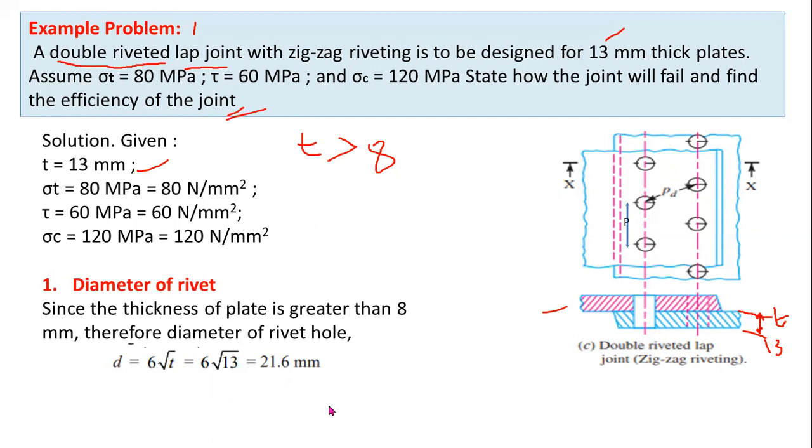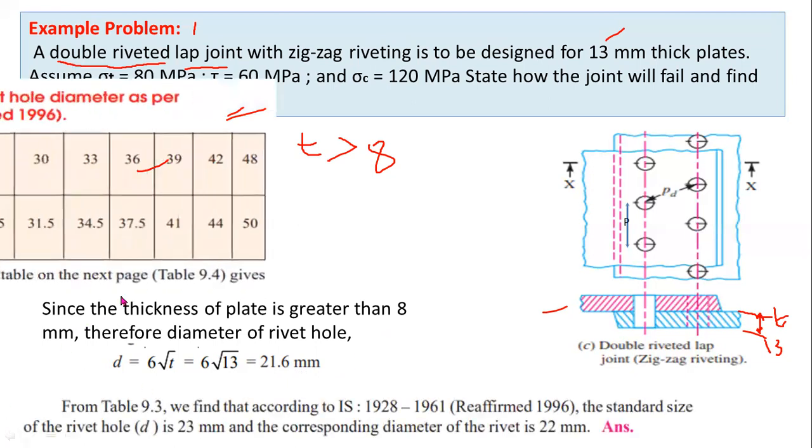Here you can observe, if thickness is greater than 8 mm, then you have to use this formula. When thickness is less than 8 mm, then you have to use the Ps equal to Pc formula. You have to equate shearing strength and crushing strength for determining the diameter of the rivet. I will explain in the next problem. Now d equal to 21.6 mm is the obtained diameter of the rivet, but from standard sizes, you have to select a suitable size of the rivet.